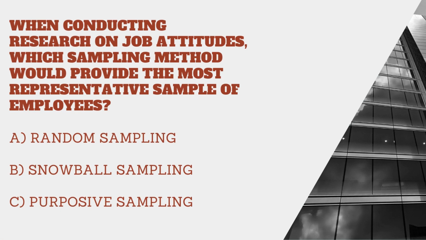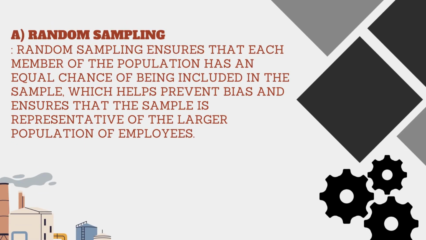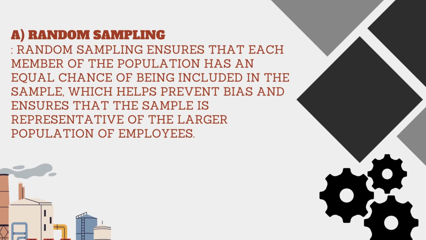When conducting research on job attitudes, which sampling method would provide the most representative sample of employees? A. Random sampling. B. Snowball sampling. C. Purposive sampling. A. Random sampling. Random sampling ensures that each member of the population has an equal chance of being included in the sample, which helps prevent bias and ensures that the sample is representative of the larger population of employees.